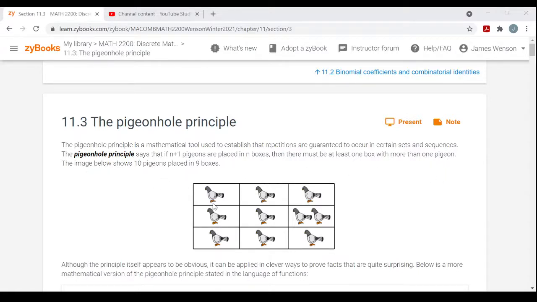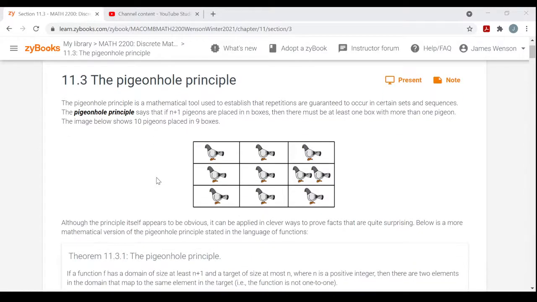So the image they're showing us here, right, if you had 10 pigeons and had to place them in 9 boxes, you could put one pigeon in each of the 9, but then the 10th pigeon would have to share a box with someone. That's what this is saying, that at least one of the boxes will have more than one pigeon, if the number of pigeons is more than the number of boxes. I'm hoping this is pretty intuitive, makes a lot of sense.